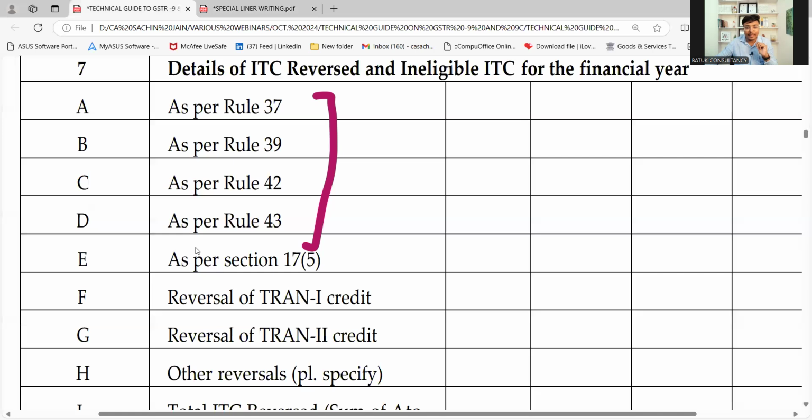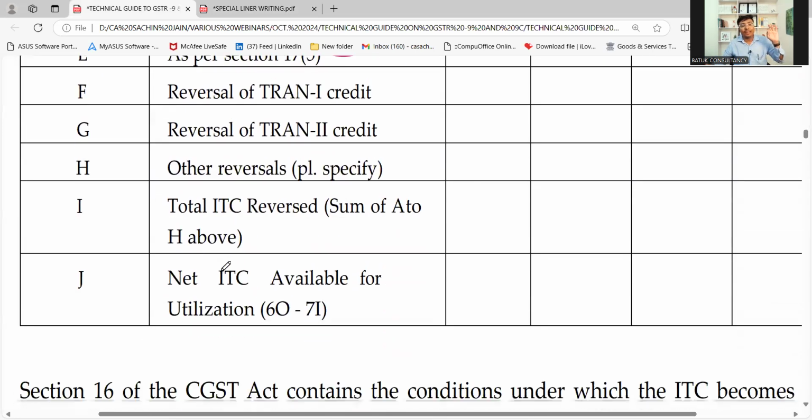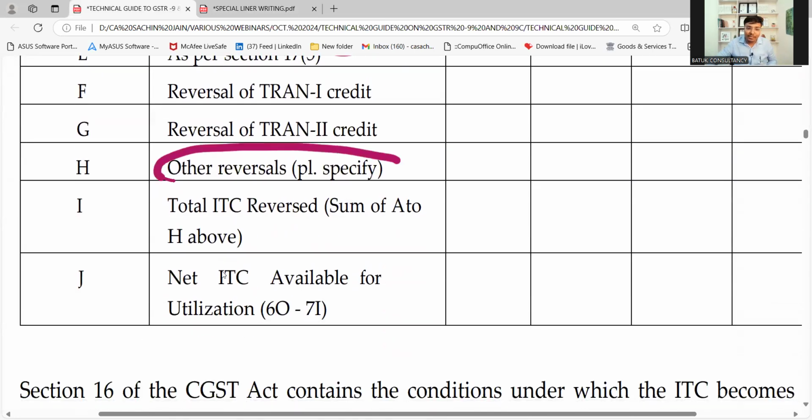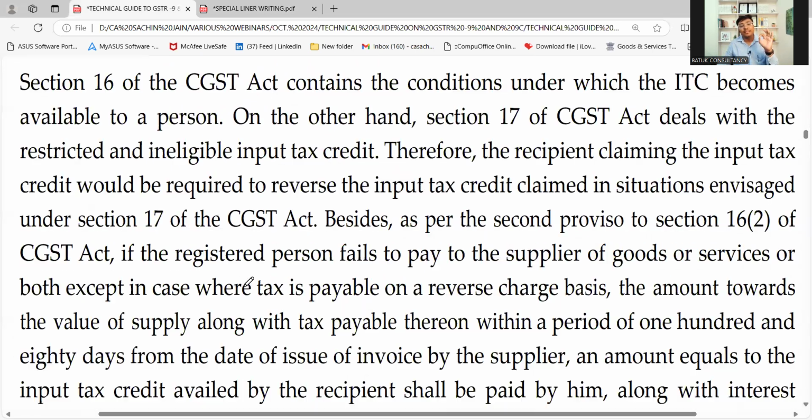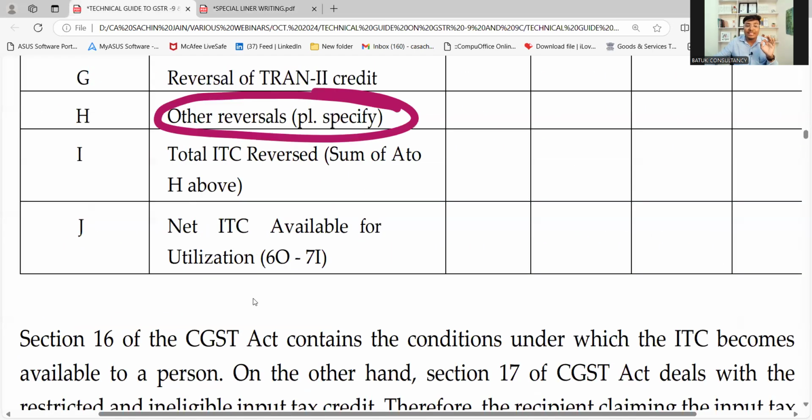So rule 37, 39, 42, 17(5), or transitional credit and other reversal, that should be shown here. Then your net ITC which is available for utilization will be there. Okay, this is the complete bifurcation of input tax credit with comparison to your GSTR 3B.